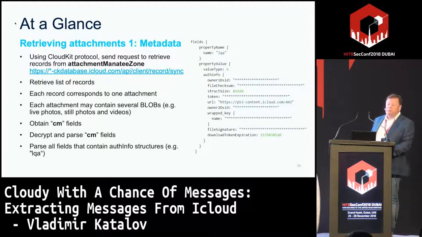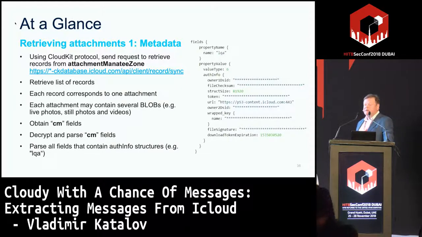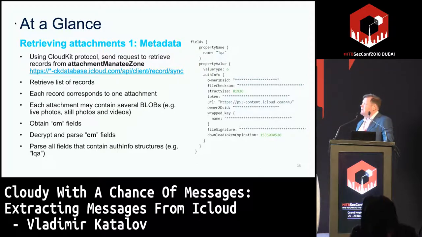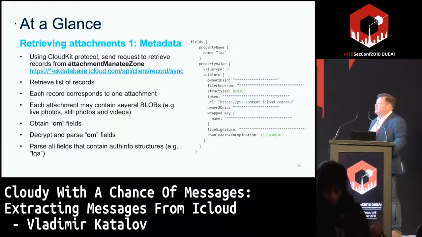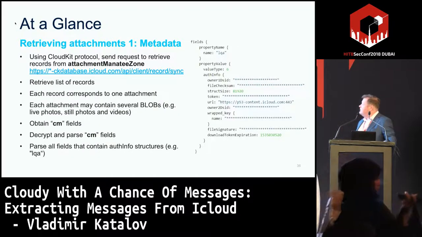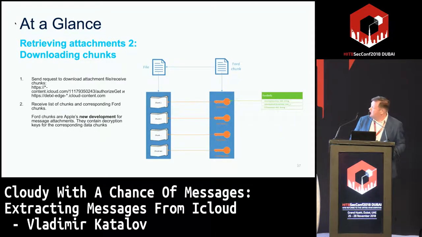Again, now we go to the third zone. We already explored two. One zone belonged to message texts, the other one to chats, group chats, and the third zone, called attachment zone, contains the message attachments. Here the data is larger. It is split using the chunks. Every attachment may contain several blobs, binary large objects, which happens, for example, for live photos and for videos and so on. And the main field we need to explore is the CM, because it contains the data that is mandatory for further decryption of the data that comes using chunks. So first we request to download the chunks themselves, receiving the list of chunks, and then download them one by one.